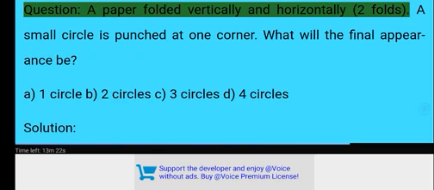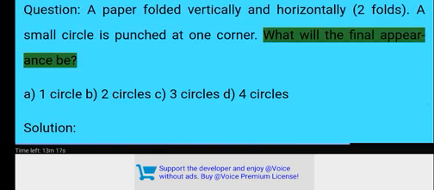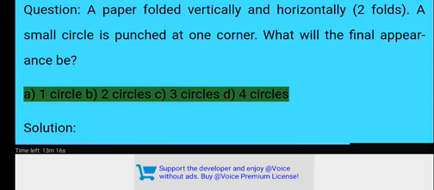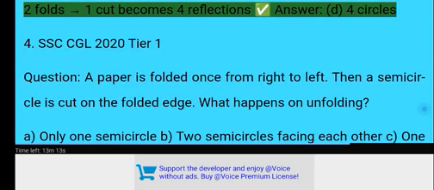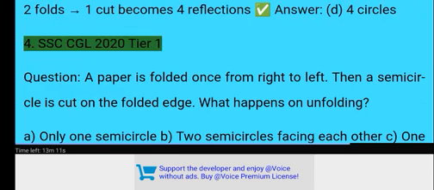3. SSC phase 9 2022 graduate level. Question: A paper is folded vertically and horizontally, 2 folds. A small circle is punched at one corner. What will the final appearance be? A, 1 circle. B, 2 circles. C, 3 circles. D, 4 circles. Solution: 2 folds, so 1 cut becomes 4 reflections. Answer: D, 4 circles.